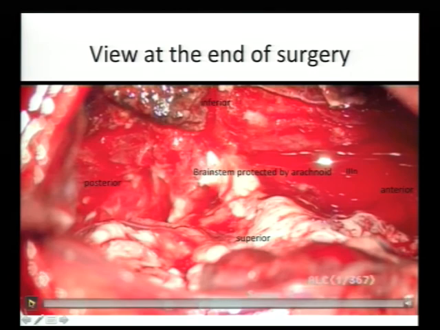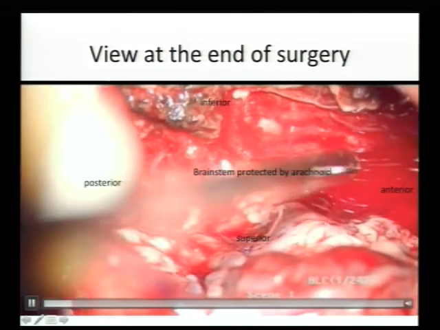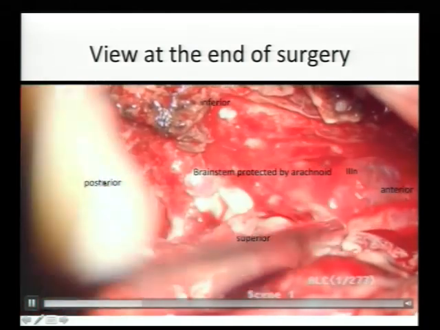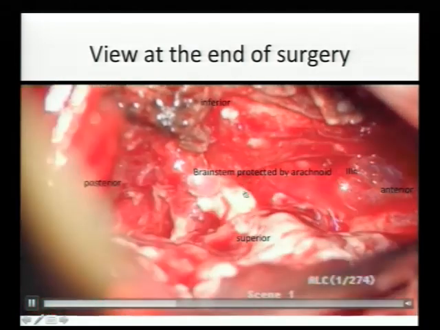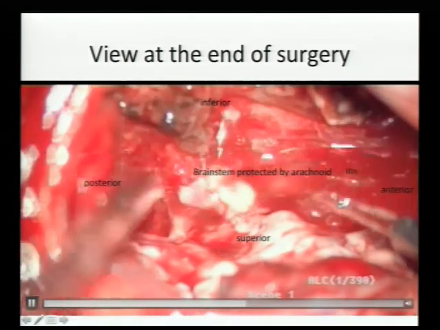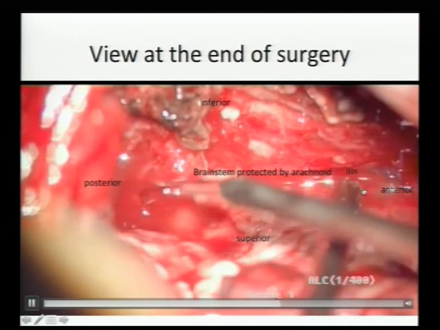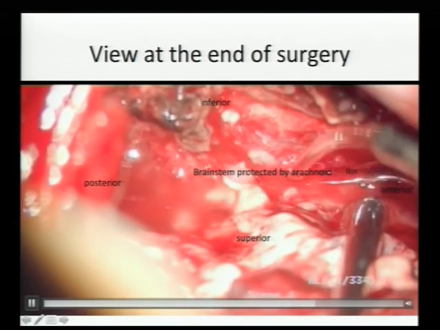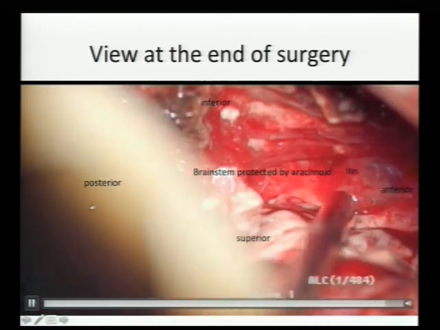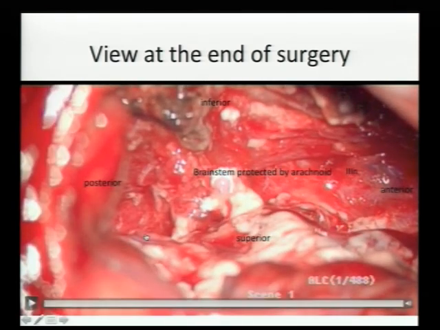Just to show the end of surgery, this is how it should look. This is anterior, this is posterior, this is superior, you're looking from above downwards, this is lateral. You can see the pia right from the anterior part, and the third nerve under the pia, curving around like this and going till the posterior part of the brainstem. So the whole curve of hippocampus till it reaches the atrium has to be removed.